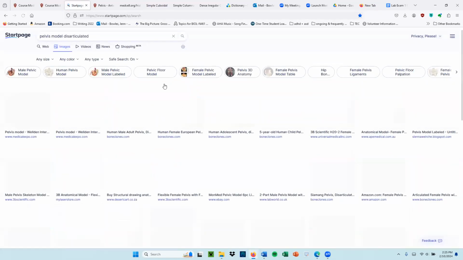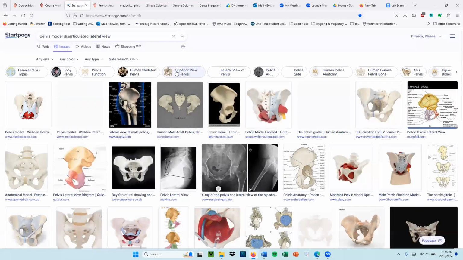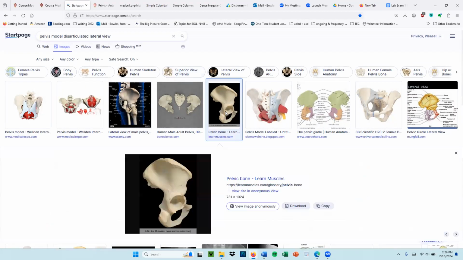Let's try this. No, I need to specify my view as well. Lateral view. Okay, here we go.